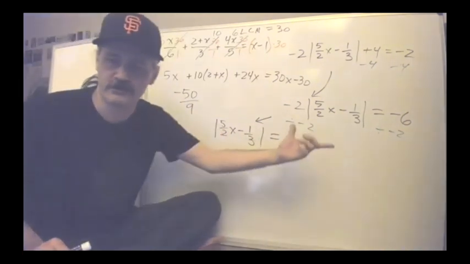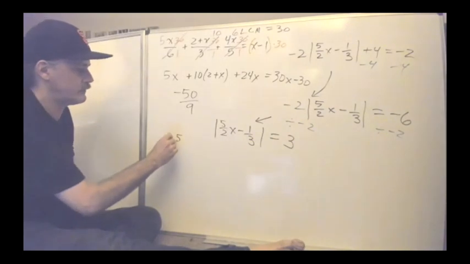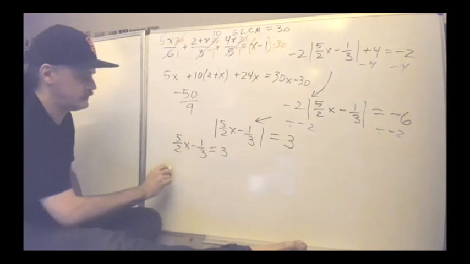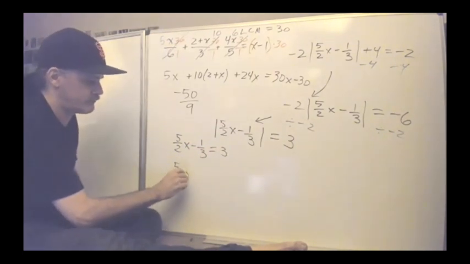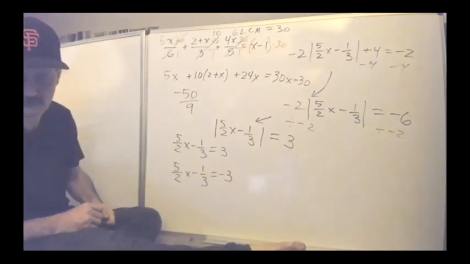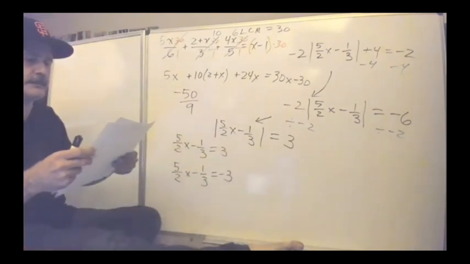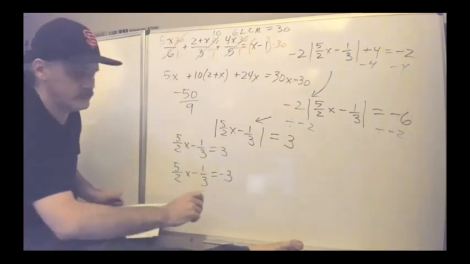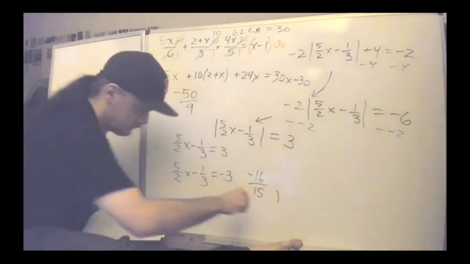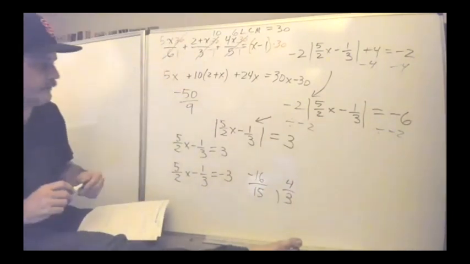All right, so now we can solve this. Now, if you want, you can do this as 2 separate problems. Solve this problem. And solve this problem. All right, and I'll tell you what you should get, so you can check yourself. You should be getting -16 over 15 or 4/3. That's what you should get.